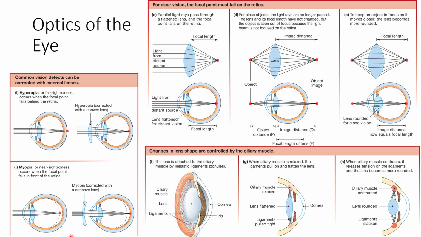Myopia would be the opposite, in which you can't stretch the eye out far enough. You can't bring it back in to get the appropriate thing. So instead, you'd have to use a concave lens to bend it out a little bit and then bring it in so you get the appropriate spot.